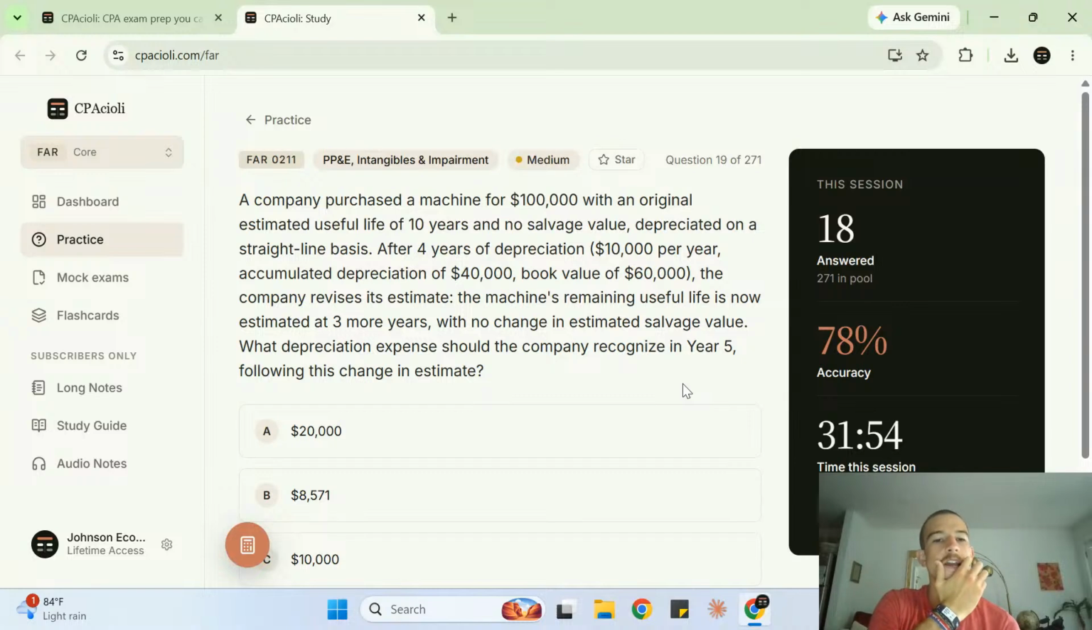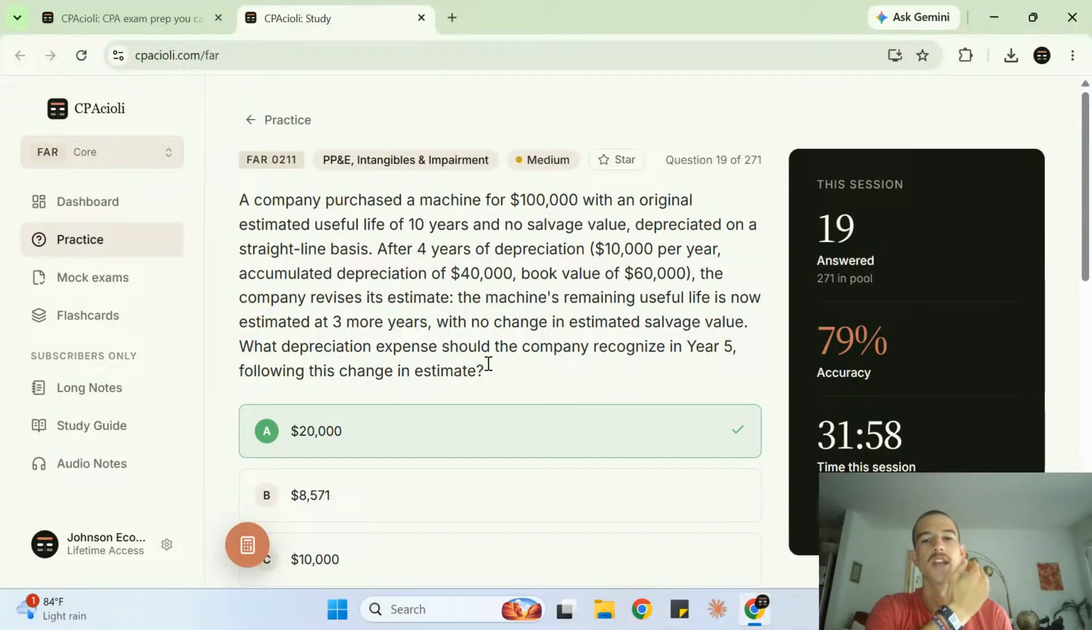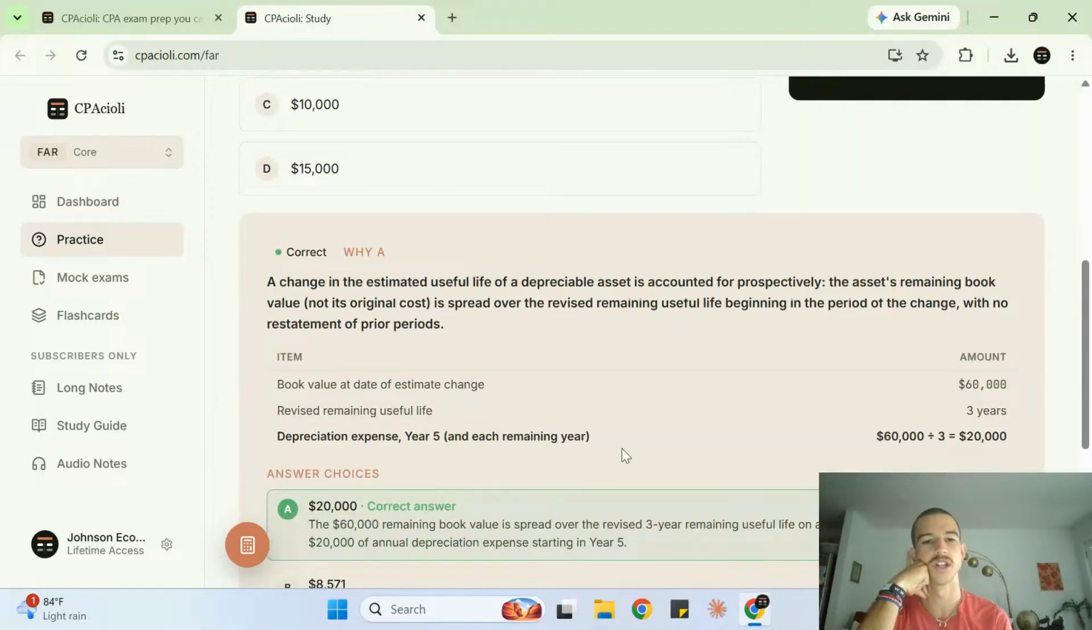Book value is $60K, 3 more years, just $20K a year. Yeah, you just change the depreciation expense based off of the book value and the number of years left. So 60,000 and 3 years left, so 20,000 a year of depreciation using straight line.